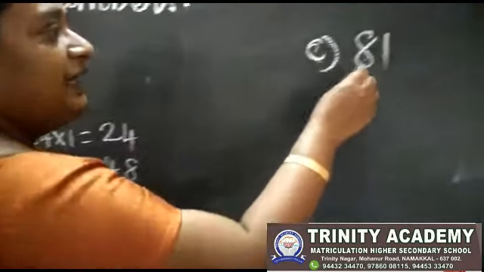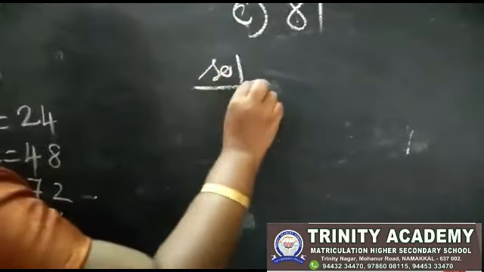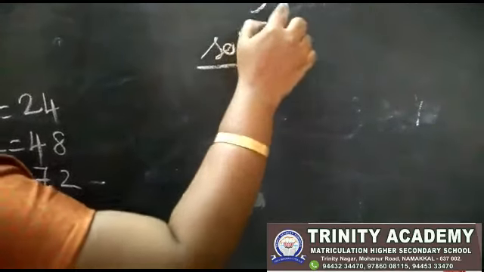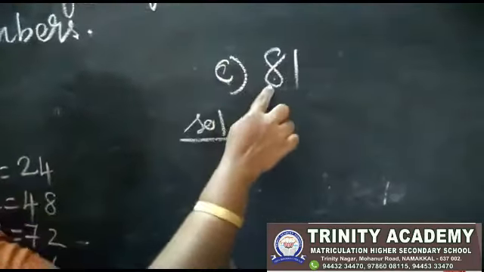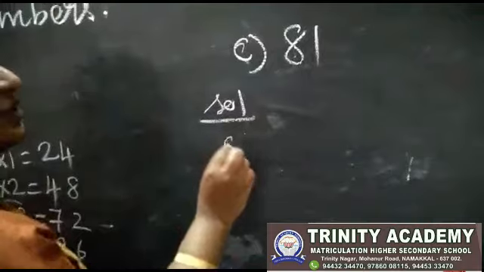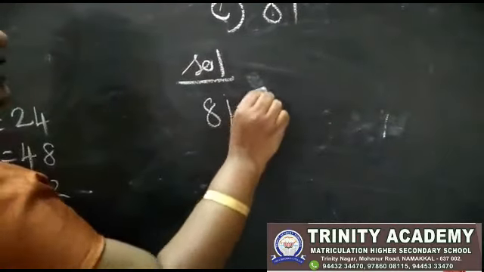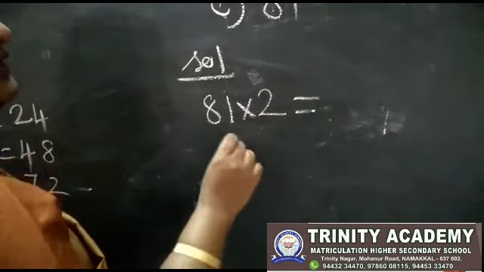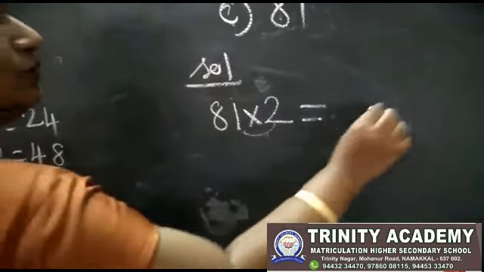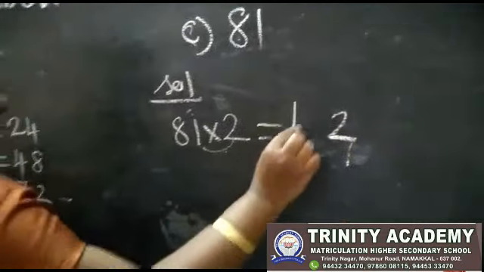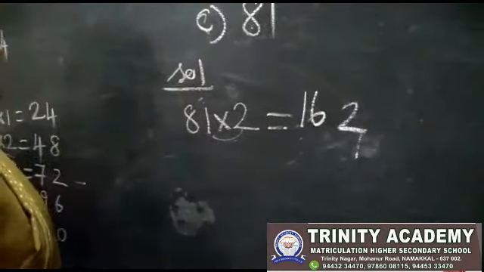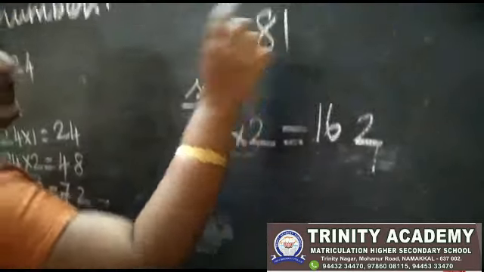Similarly, see here 81. 81 is an odd number. We have to write the first 5 even multiples of 81. So 81 into 1 won't come. So 81 into 2. 81 twos are, 1 two is 2, 8 twos are 16. 162 is the even multiple of 81.